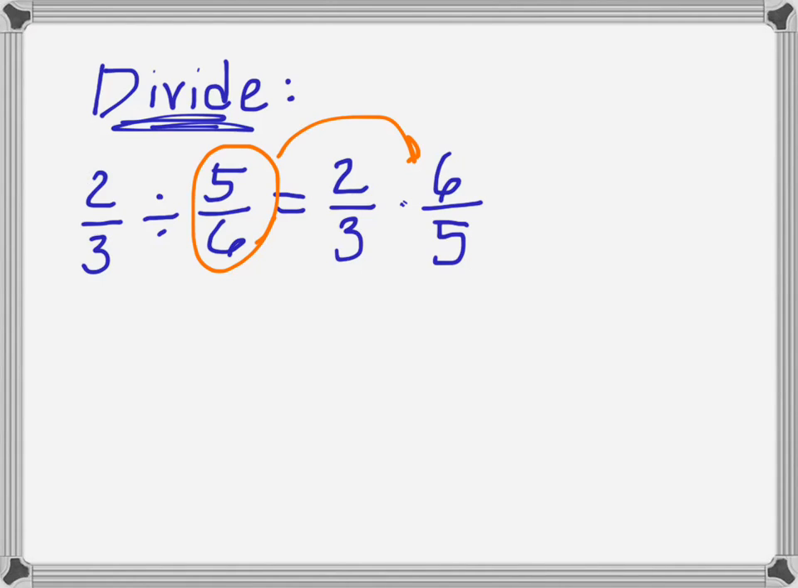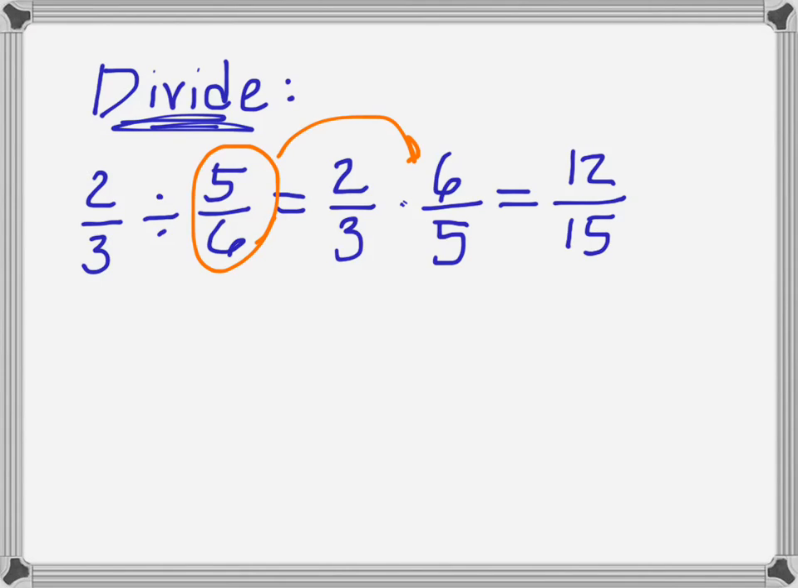Alright, and we'll talk in a couple of minutes about why that works, why we're allowed to do that. But for now, we just want to learn the steps. So to divide two fractions, multiply by the reciprocal. Okay, and then from there, this is just a multiplication problem. 2 times 6 is 12. 3 times 5 is 15.